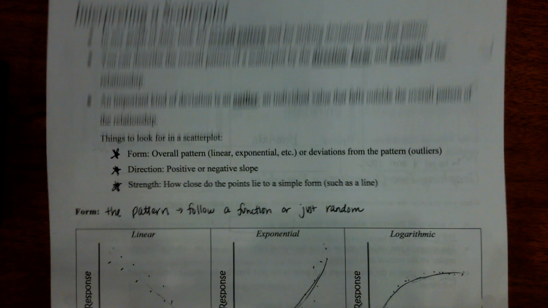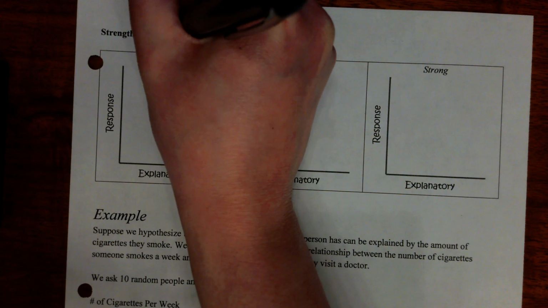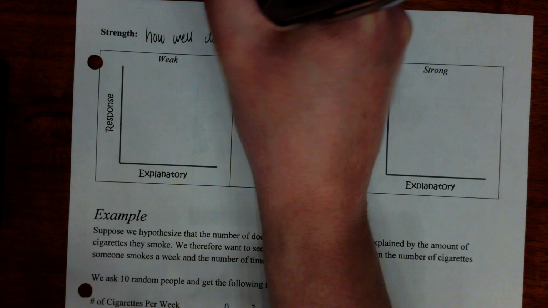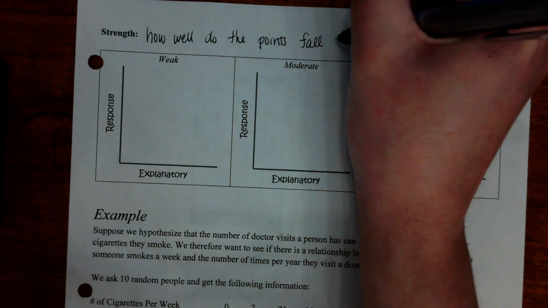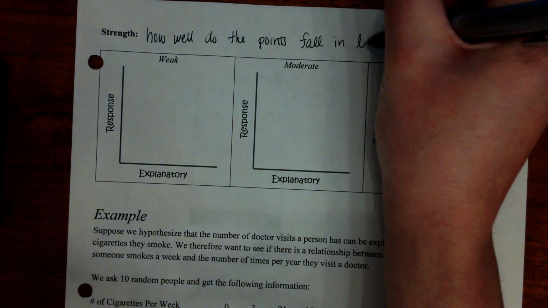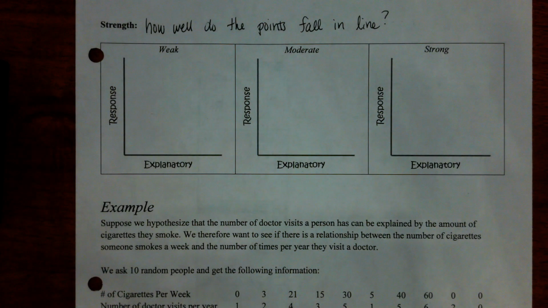Okay, and then the last one is describing our strength. So looking at the strength of the relationship, there are 3 different types of strength. And remember, this is really just how close, so how well do the points fall in a line? So there's a weak, a moderate, and a strong. So weak, meaning our points are going to be really spread out. You can kind of see that we're going to have a relationship.